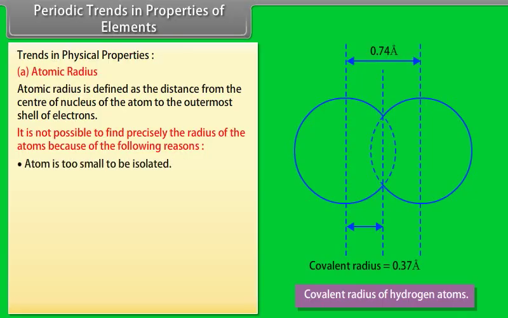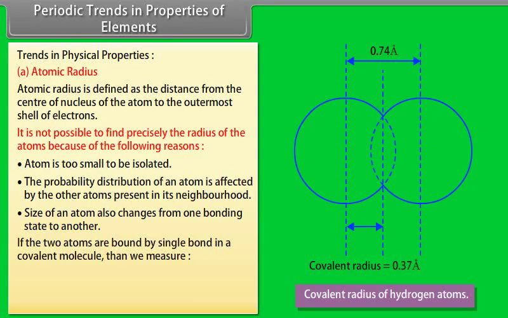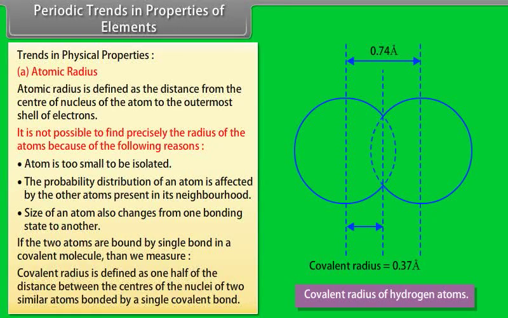Atom is too small to be isolated. The probability distribution of an atom is affected by the other atoms present in its neighborhood. Size of an atom also changes from one bonding state to another. If the two atoms are bound by a single bond in a covalent molecule, then we measure covalent radius. Covalent radius is defined as 1/2 of the distance between the centers of the nuclei of two similar atoms bonded by a single covalent bond.